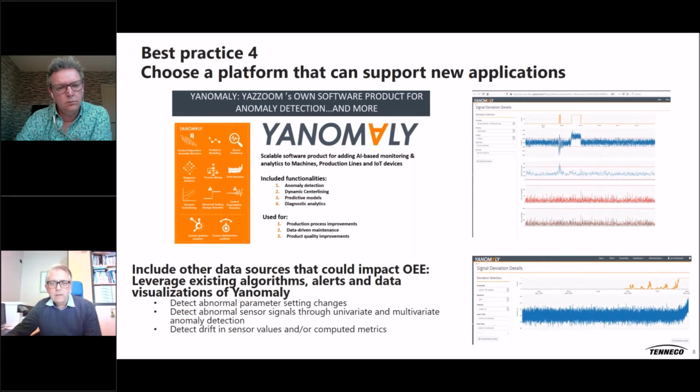For that reason, a number of graphical user interfaces are implemented in Yanomaly, and you see two examples on the right-hand side here that show exactly, hey, this signal, for example, the value is exceptionally high at this particular moment in time, and you can see how it behaved before that, and similarly also for drift detection. So, word back to you, Stefan. Okay, thank you.